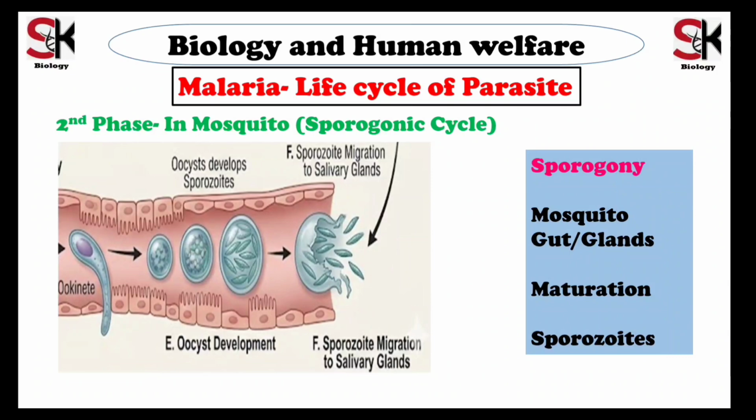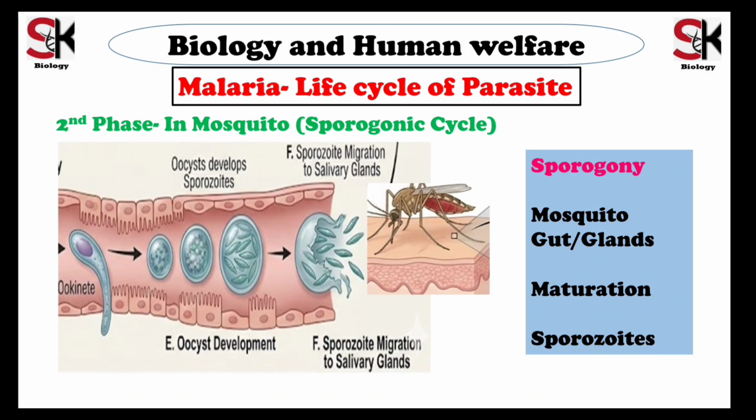A large number of sporozoites are formed and migrate to the salivary gland of the mosquito. Now, the mosquito becomes infective and can transmit malaria to another human during the next bite. And in this way, malaria infection continues.